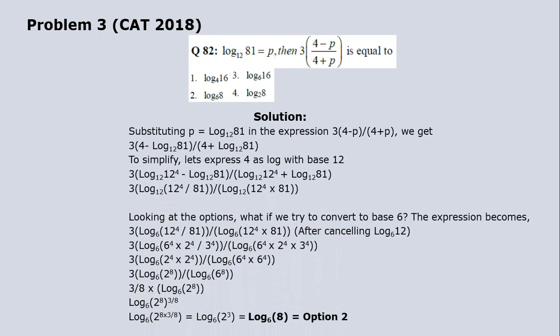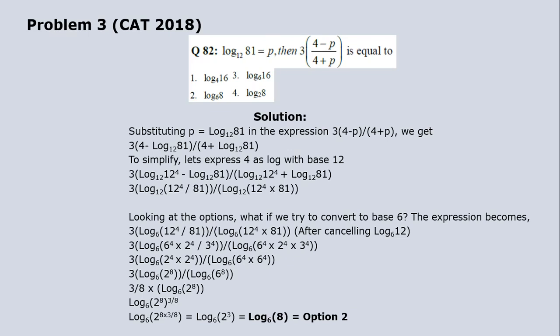Let's start with the easiest approach that comes to our mind when we see this, and I think that would be to substitute p in the expression. Remember, our aim is to reduce the number of terms since all the options have only one term. Therefore, to simplify the expression and reduce the number of terms, we write 4 as log of 12 to the power 4 with base 12. We now get a simpler expression, but it still looks very different from all the options available.